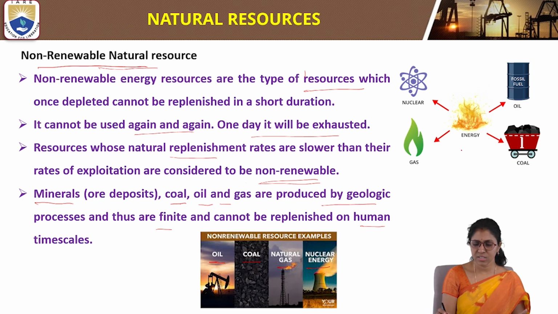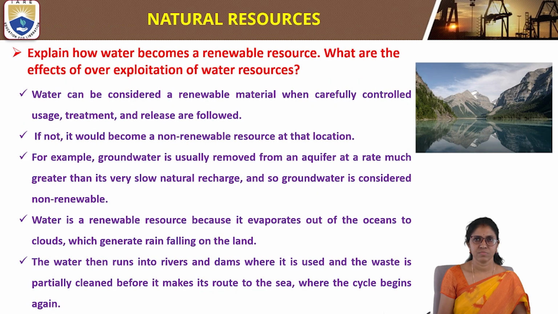Some examples of non-renewable natural resources are oil, gas, coal and also minerals. So this is the classification of natural resources. There are two types: one is non-renewable resources, and the second is renewable natural resources.